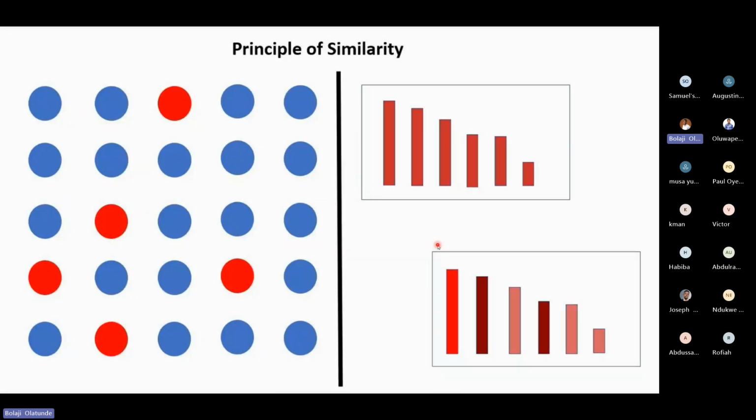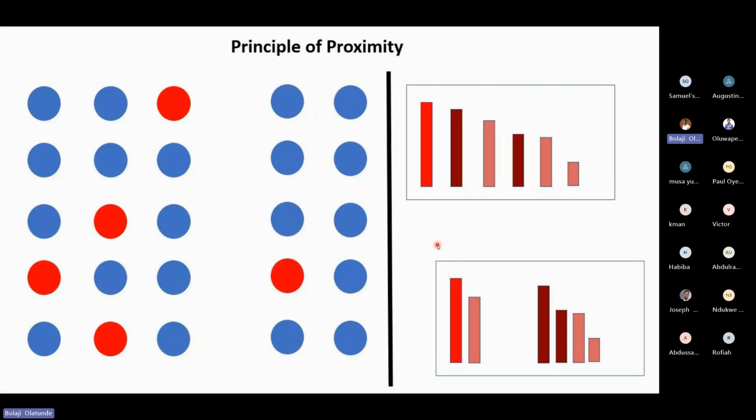So the principle of similarity again is this: when you want people to associate things together, if you keep them similar, by default, we would associate them as being the same or as being part of the same group. So that's the principle of similarity. The next principle is the principle of proximity.